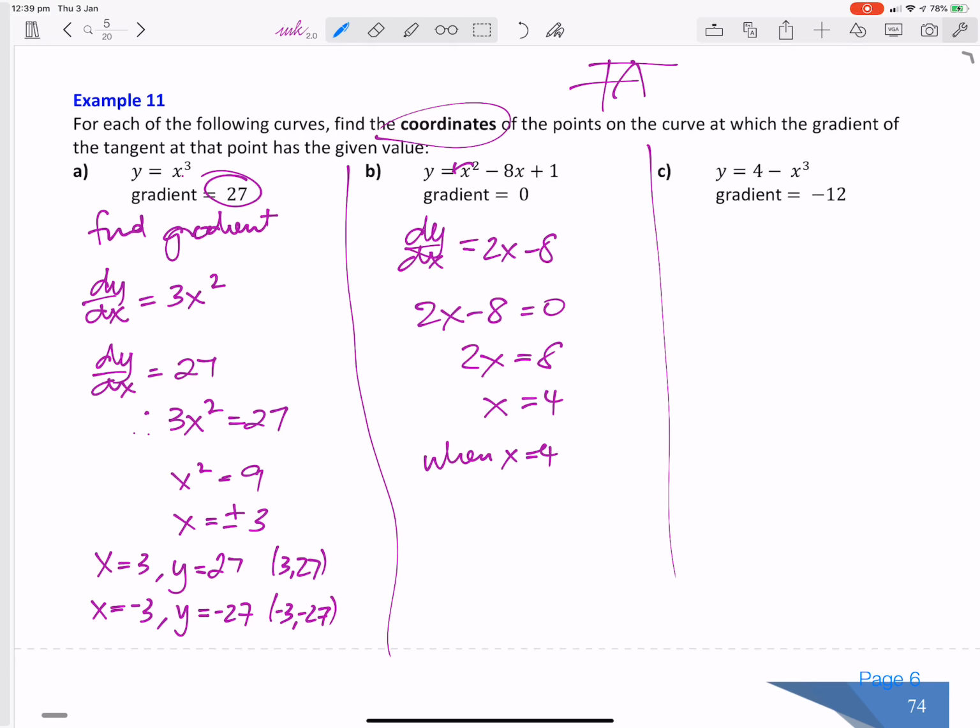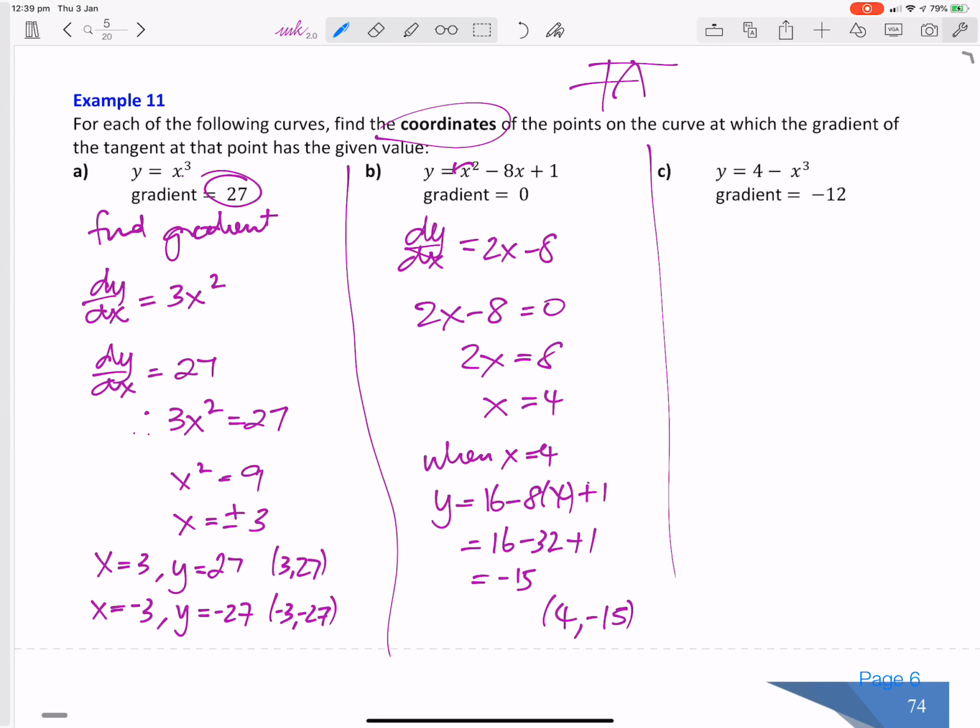When x equals 4, y equals 16 minus 8 times 4 plus 1. 16 minus 32 plus 1. That's going to be minus 16 plus 1. It's minus 15. So the point is (4, -15).